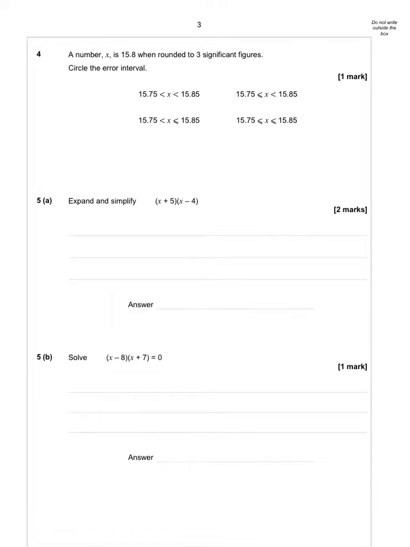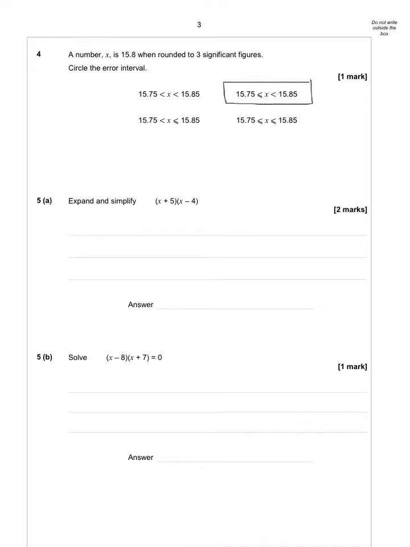Okay, so number 4 is a question about bounds. We have 15.8, which has been rounded to 3 significant figures. Circle the error interval. So 15.75 would round to 15.8. So it's going to be either of these two, look, where x is greater than or equal to 15.75. 15.75 does round to 15.8 when you round it to 3 significant figures.